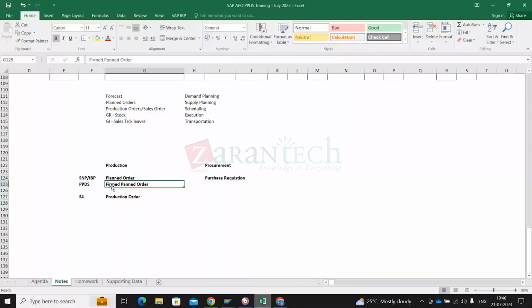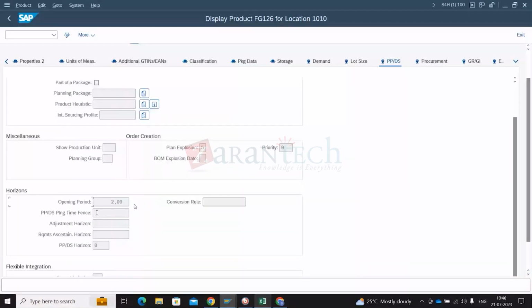Firm means it's a firm plan. You cannot change it anymore via the planning tool. And a production order, of course, is a super firmed order, so nobody changes it later. So that's the significance of the opening period. Then we have something called PPDS planning time frames.